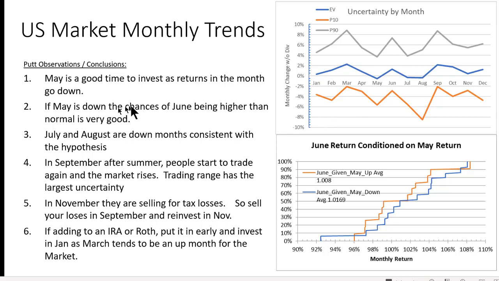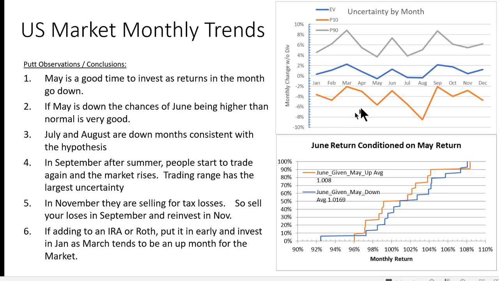Also, if May is down, the chances of June being higher than normal is very good. That's shown down here. The blue line here represents when the May return is below 0, so it's a negative return in the month. Then the return in June is shown here in the blue with an average of 1.69% increase during June. However, if May was an up month, then the return is 0.8%. So half the return when May is down.